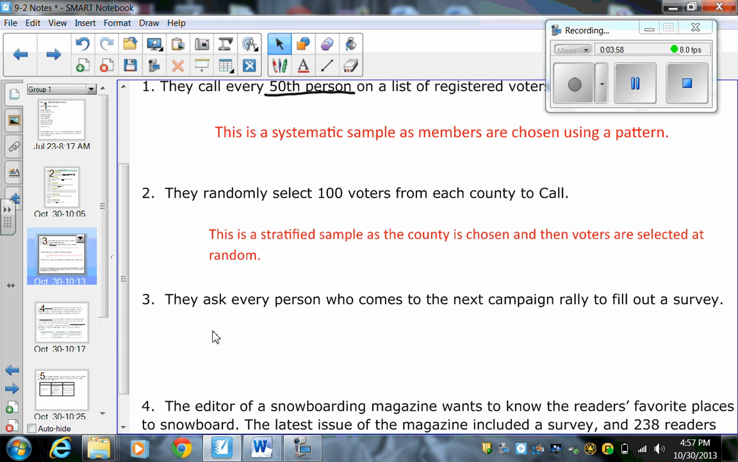Number 3 says they ask every person who comes to the next campaign rally to fill out a survey. So because they're just asking whoever ends up coming to the rally, this would be considered a convenience sample.